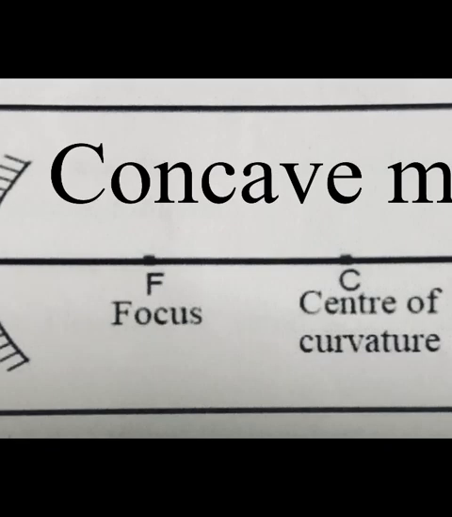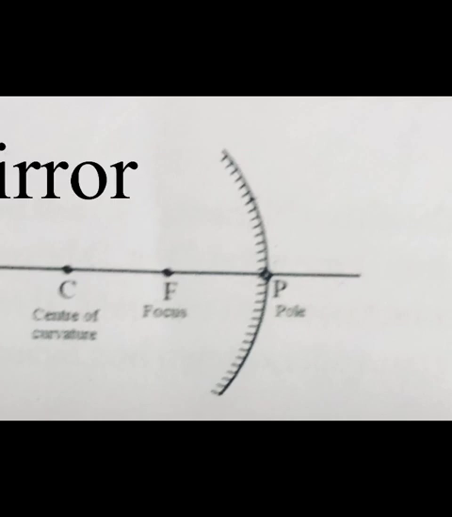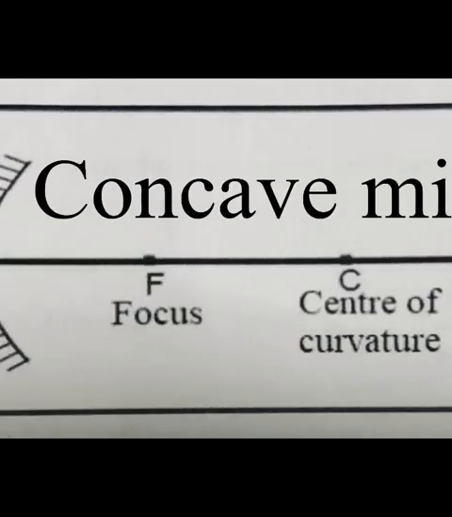In a concave mirror, the center of curvature will be outside and the focal point will also be outside. While in a convex mirror, the focal point will be inside the mirror and the center of curvature will be inside. So the image formed will be inside, so it is not real, it is a virtual image. And in a concave mirror, the center of curvature will be outside and the focal point will be outside.